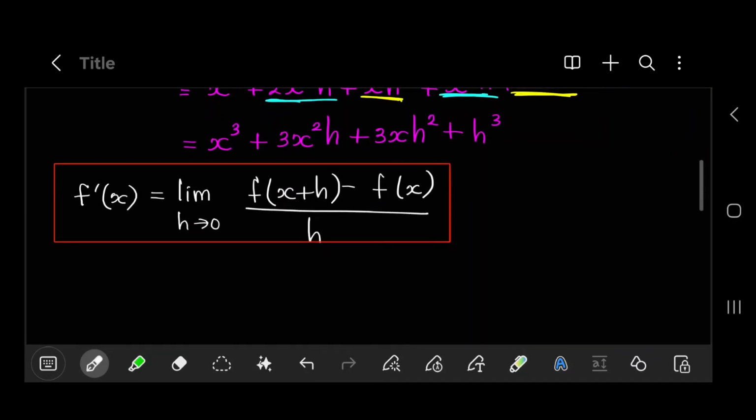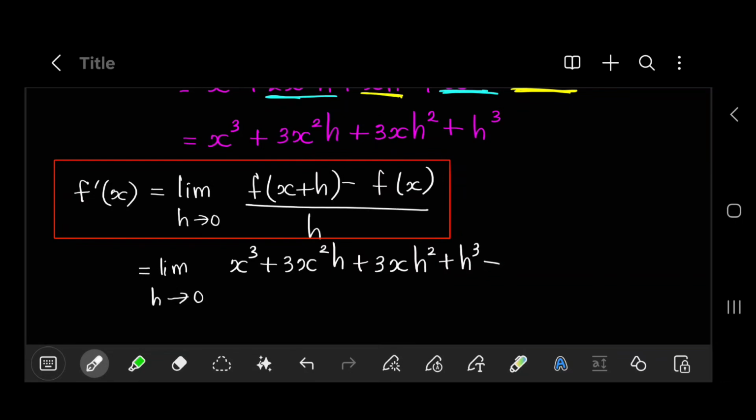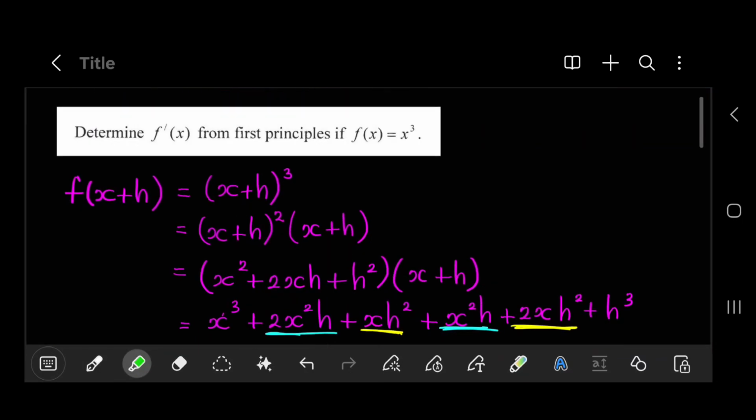We are now ready to go on to the first principles formula. So here is the formula. We're now ready to substitute. We're going to start off by substituting these four terms for f of x plus h. We had x cubed plus 3x squared h plus 3x h squared plus h cubed minus. Now for f of x, remember f of x is given to you. So if you go up, you notice that it was x cubed.